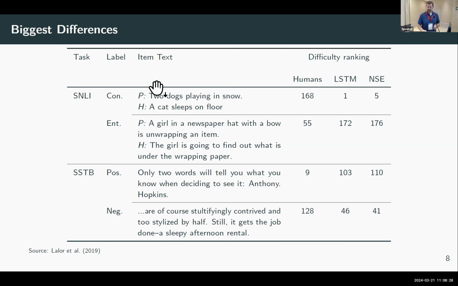So this first example here, what this is saying is this was very easy for the humans to answer. It's got that difficulty ranking, much lower, but it was very hard for those machine learning models. This was the most difficult one for the LSTM model, and top 5 for the neural semantic encoder model. And what that's saying is that those models had a hard time noting this as contradiction, when in fact the humans saw, okay, 2 dogs playing in the snow, a cat sleeps on the floor, clearly contradiction.